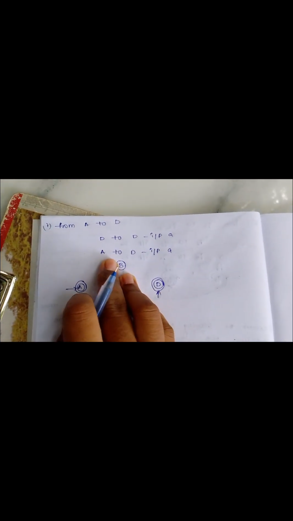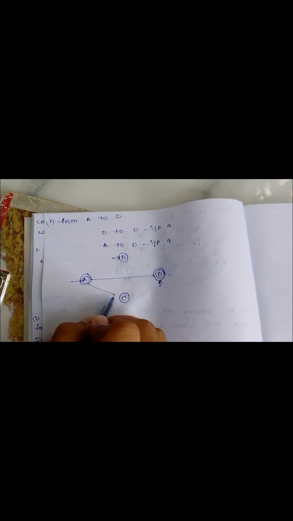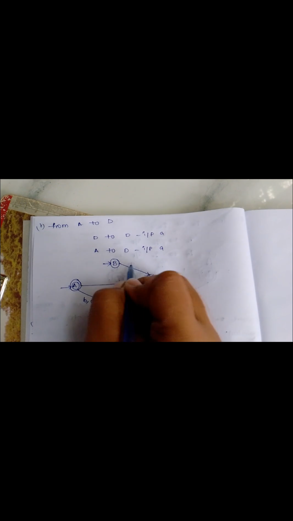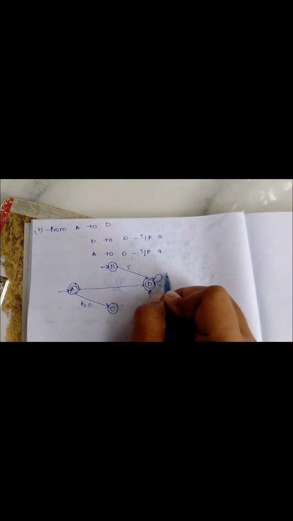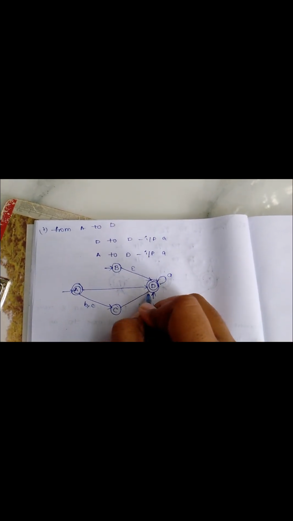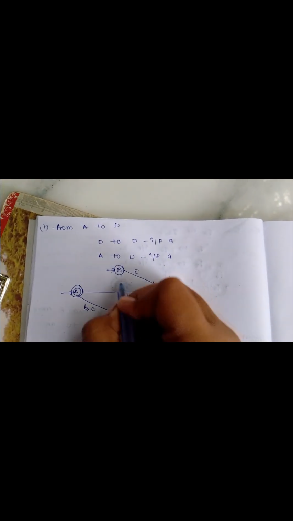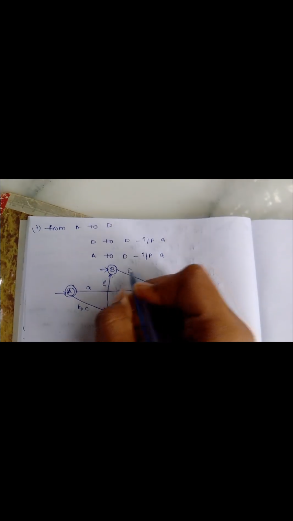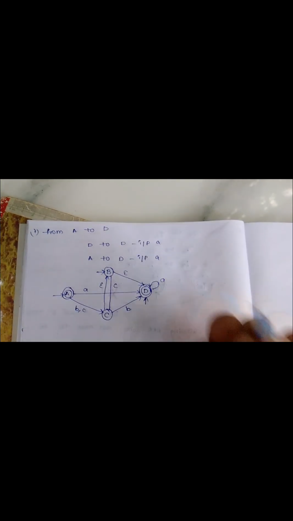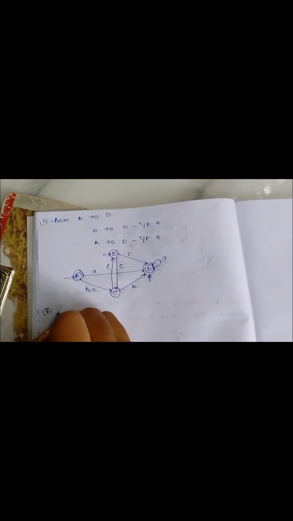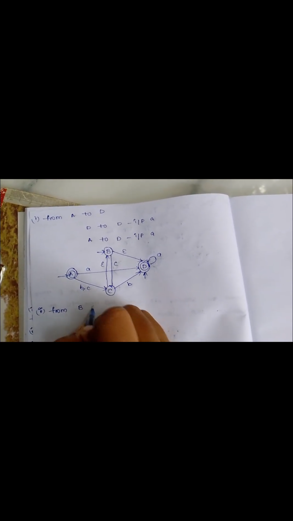So here A to D with input A, and the remaining are the same. B to D input null, D to A with input A, next C to D with input B, next C to B with input null, next B to C with input C. So the next null transition is from B to D.